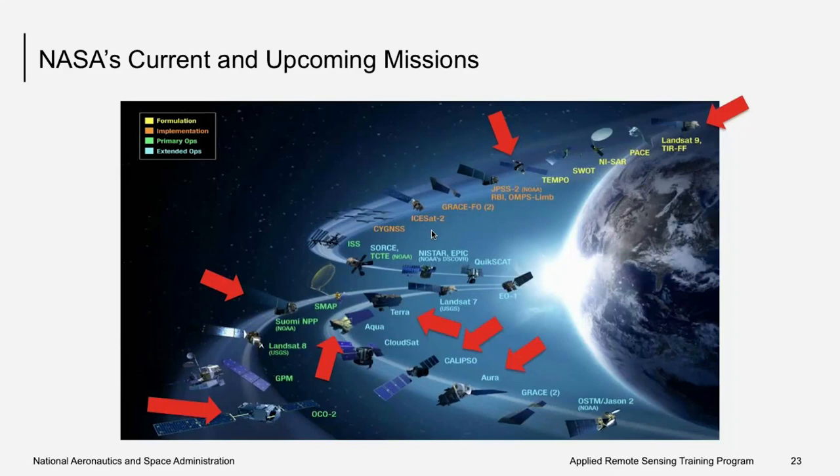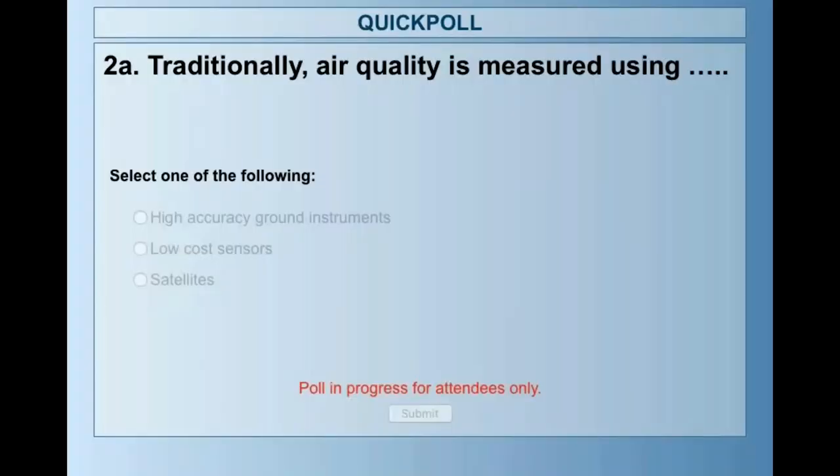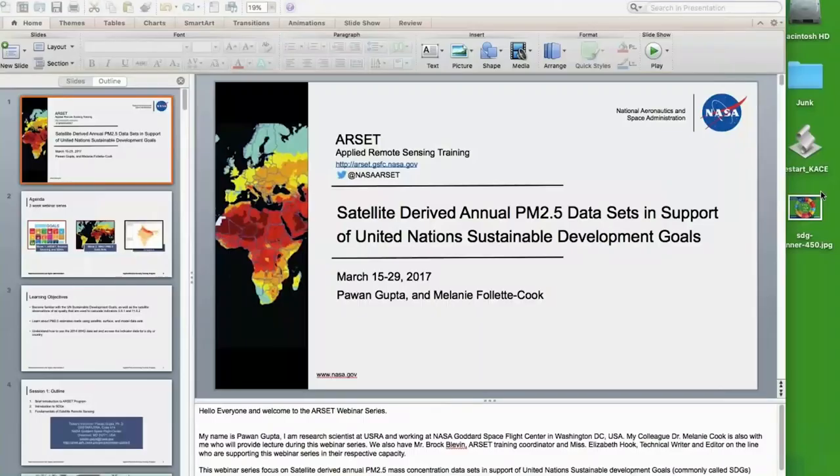So now I'm going to do another pause, and we'll bring back a couple of questions just to gauge where we stand in terms of what we have learned so far. With that, I will provide you another poll question, and this should be very easy for you to answer. You have about 30 seconds to answer this poll, and it is related to how we traditionally make air quality measurements, using what kind of instruments.